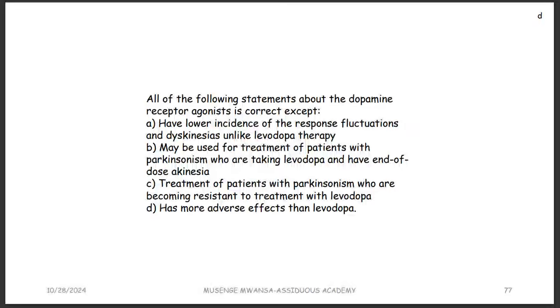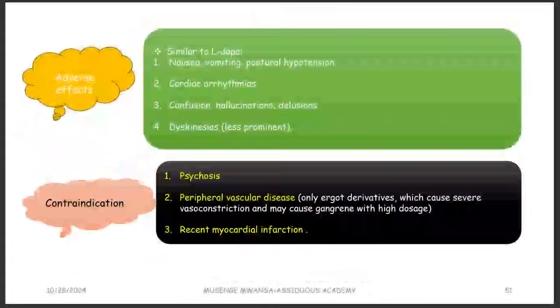Okay. All of the following statements about the dopamine receptor agonist are correct except: have lower incidence of the response fluctuation and dyskinesias unlike levodopa therapy; may be used for treatment of patients with Parkinson's who are taking levodopa and have end of dose akinesia; treatment of patients with Parkinsonism who are becoming resistant to levodopa; has more adverse effects. Now, let me just mention something about these agonists because I rushed and did not mention them.